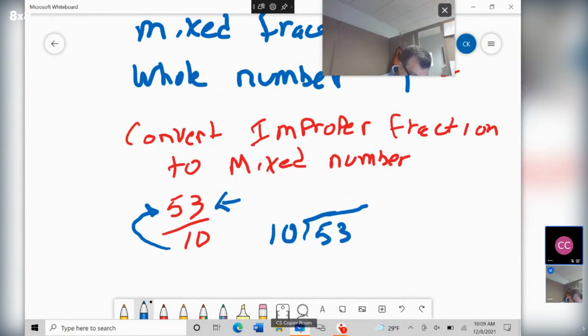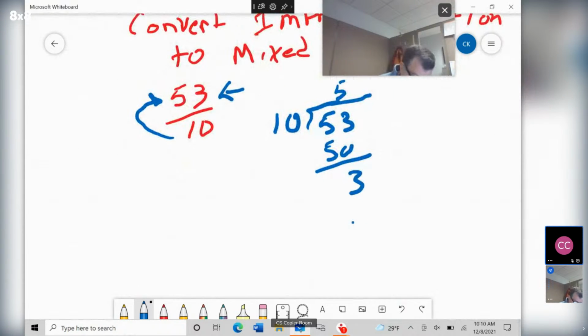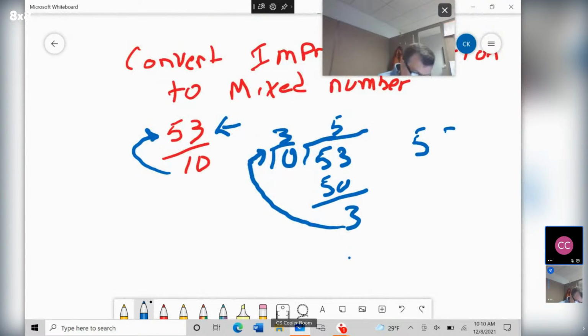So we know 10 goes into 53 5 times. Then 5 times 10 is 50. And it's going to leave us 3 left over. Okay. And that 3 is always going to go over this number right here. So it's going to be 3 tenths. We have 3 left over. It'll go over the number on the outside of the divisor. So this would actually be 5 and 3 tenths. So we've converted this improper fraction, 53 over 10, to a mixed number, 5 and 3 tenths. Okay.